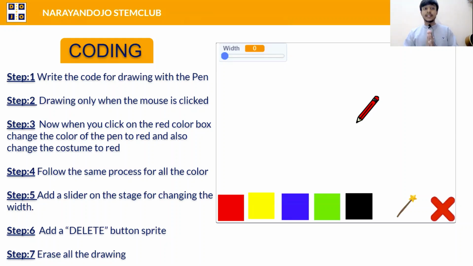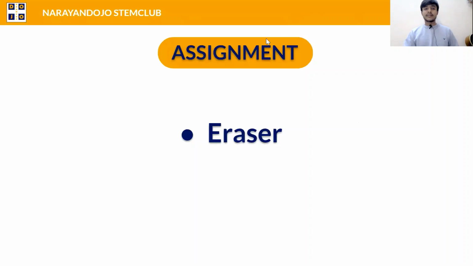Okay, so we are done with all of these steps. And now come to the assignment. So in today's assignment, you have to make an eraser. So in the same paint tab which we are making, you have to add the eraser. So when you click on that eraser, you will be able to remove something, not all the drawing. You will be able to remove something.